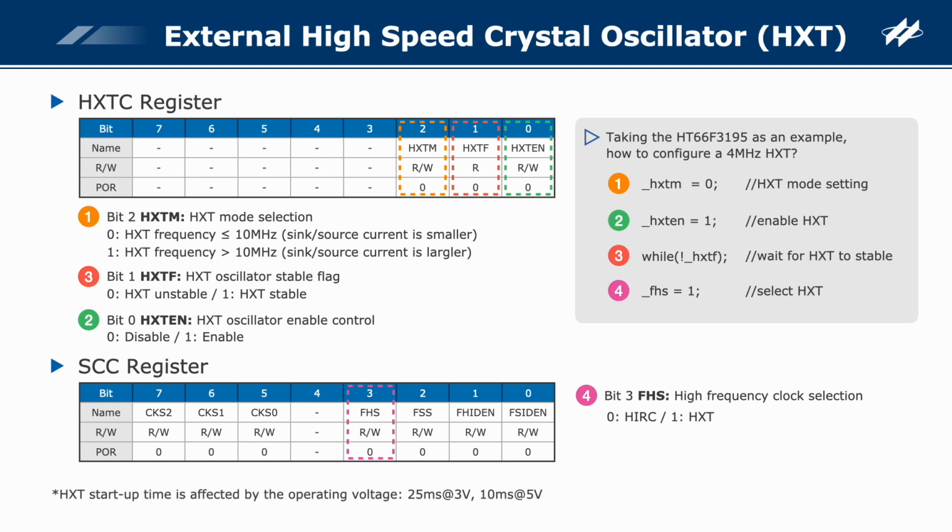It is important to note that the startup time of the external high-speed crystal oscillator is affected by the operating voltage. When the operating voltage is 3 volts, the startup time is 25 milliseconds. When the operating voltage is 5 volts, the startup time is 10 milliseconds.